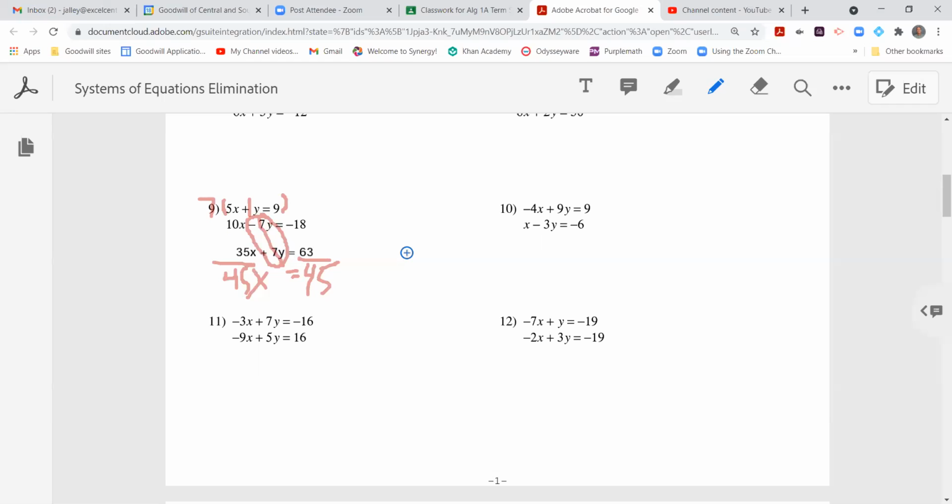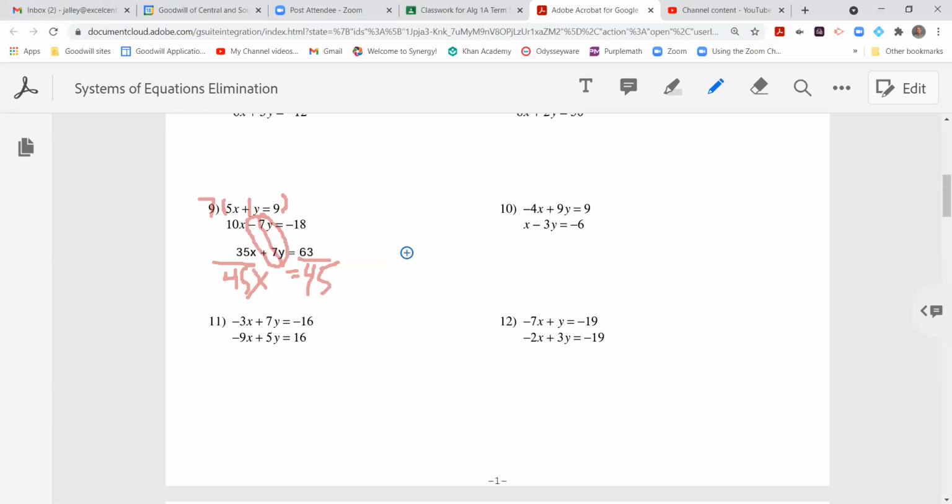X is 1, then you pick one of the original equations, plug it back in. So 5 times 1 is 5 plus y equals 9. Take away 5, looks like y would be 4. Once you've got one of them solved, the other one's easy, because then you just stick it back in. Whatever your solution is, plug it back in, and it'll generate the second term, the value for the other variable.